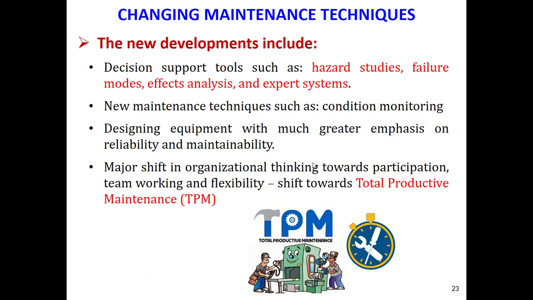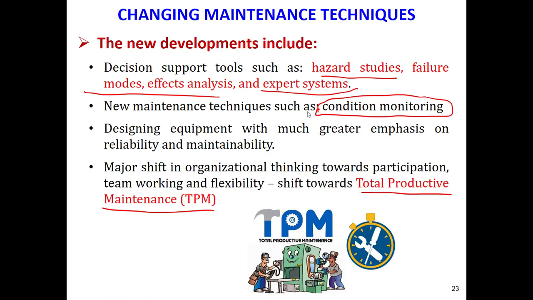The new methods and technologies for maintenance are aimed at total productive maintenance, or TPM. That means using tools for hazard studies, failure mode and effects analysis, and applying expert systems. Condition monitoring is also a new method, where you can monitor the condition of your equipment: whether it's in good or bad condition, whether it's working at maximum capacity, or whether there are some issues. You don't have to wait until the equipment fails and then take action.